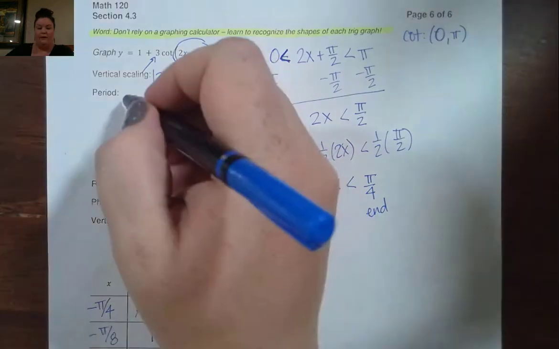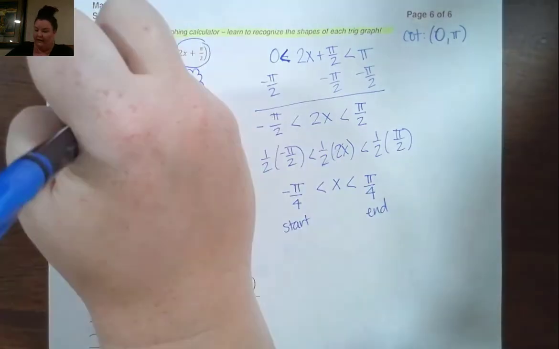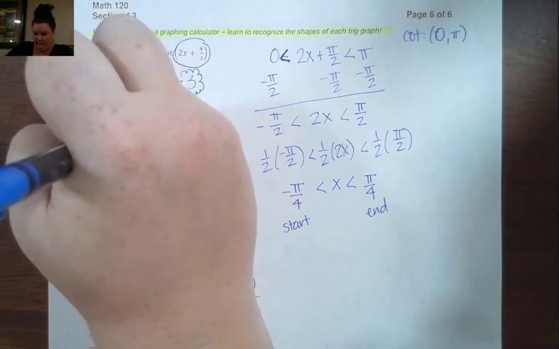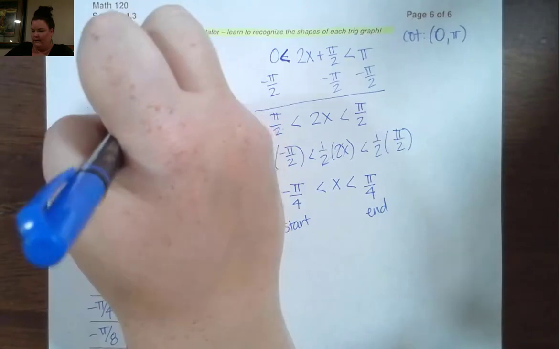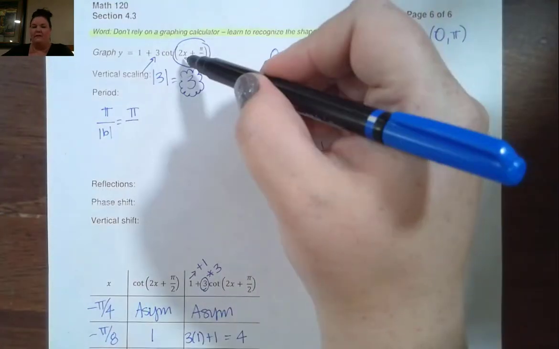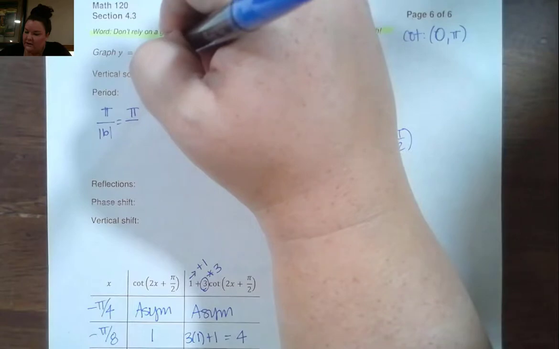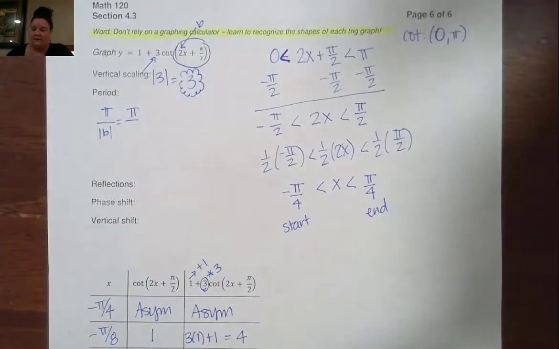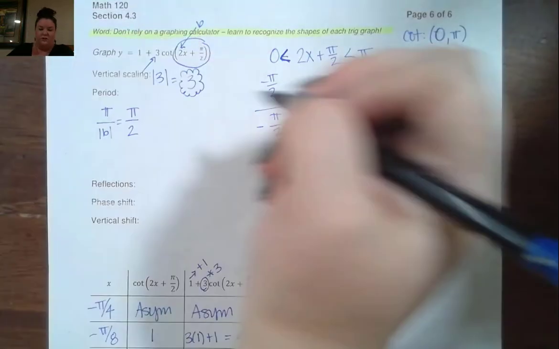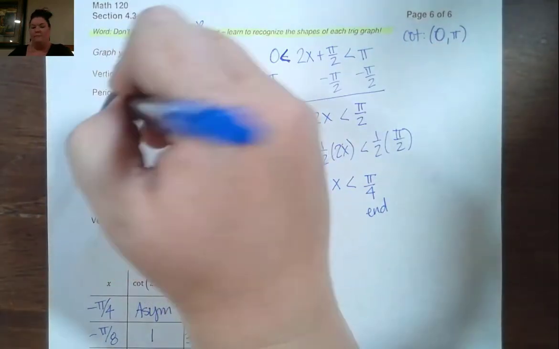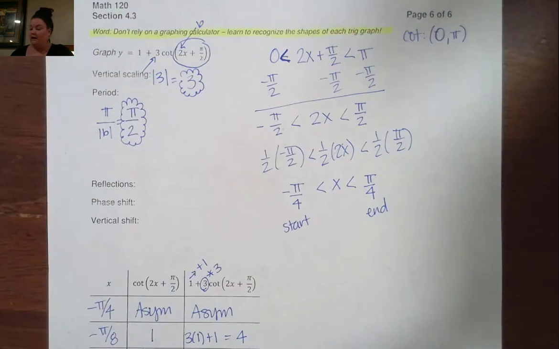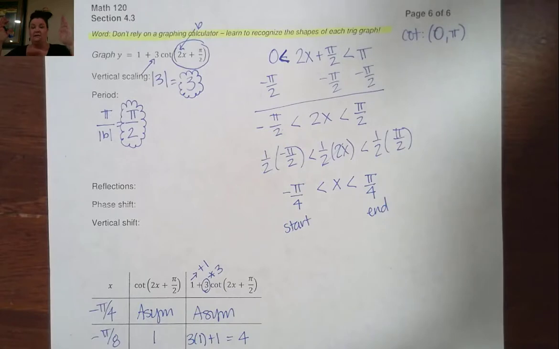And then our period. Our normal period length is pi, and we divide that by the absolute value of our B. So that gives us pi divided by our B value in here, which is 2, right? So we're going to do the absolute value of 2, which is just 2. So our period length is pi over 2, which if you look at our graph, going from negative quarter pi to positive quarter pi is a total distance of half pi, right?